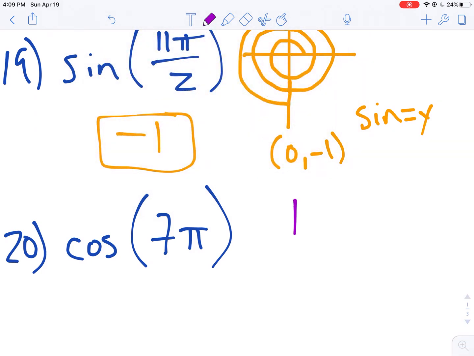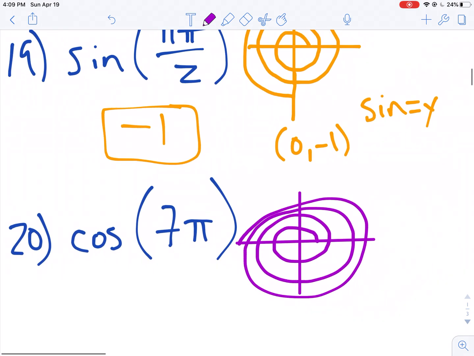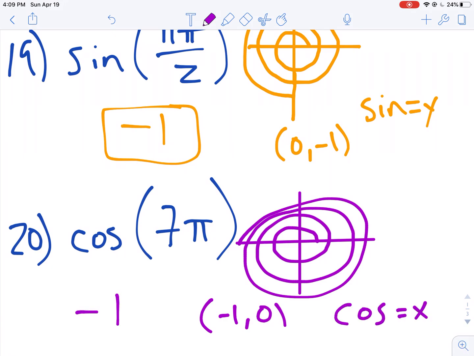For the cosine of 7 pi, I'm going to go ahead and draw my coordinate plane, and then I'm going to calculate this. This is 1 pi, this is 2 pi, this is 3 pi, this is 4 pi, this is 5 pi, this is 6 pi, this is 7 pi. So that means it's terminating over here on that quadrant angle. This is the point -1, 0. I know that my cosine is equal to my x value, so this is -1.